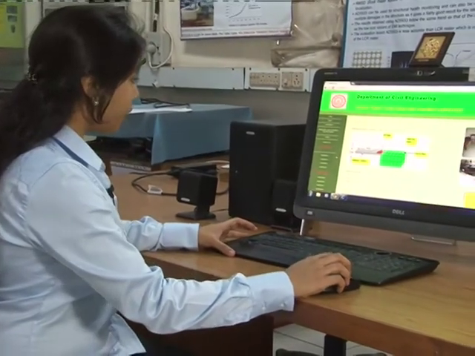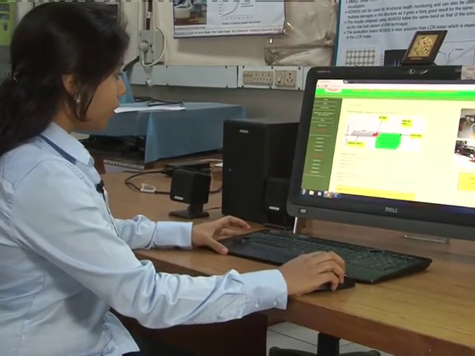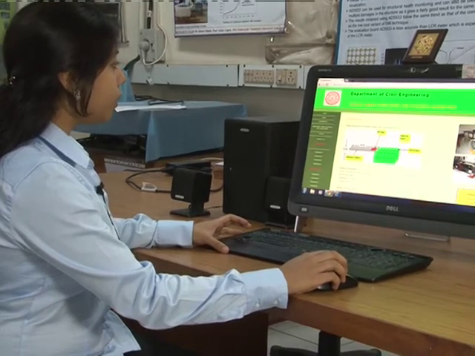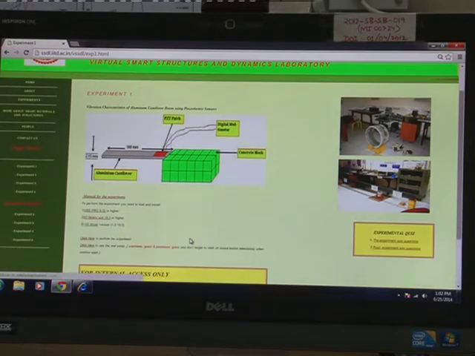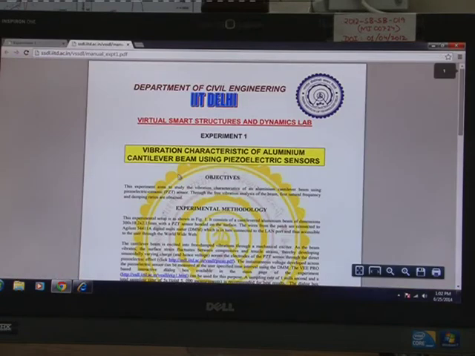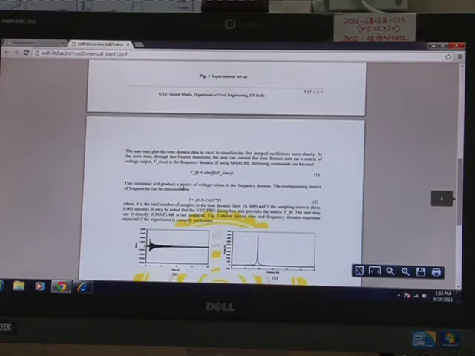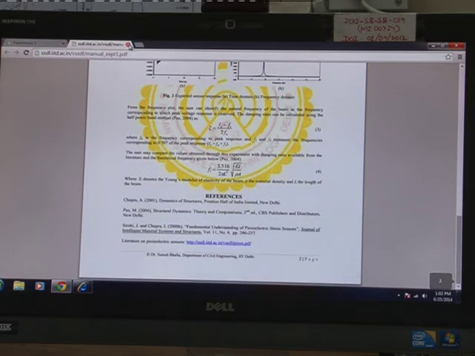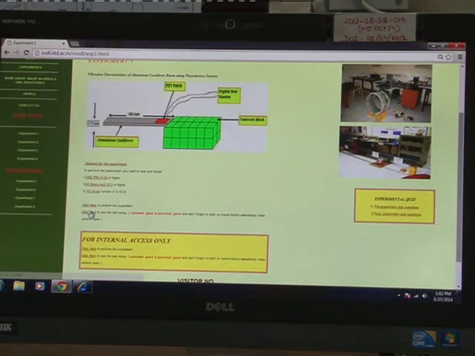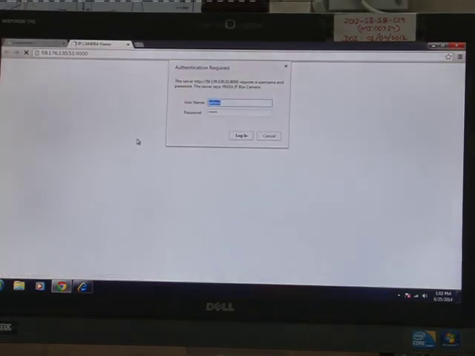Starting with experiment number 1. So, this is the user interface for experiment number 1. As I have told, there is a link for the manual of the experiment. So, here you can see all the steps are very briefly given in this manual. So, the user needs to read this manual.